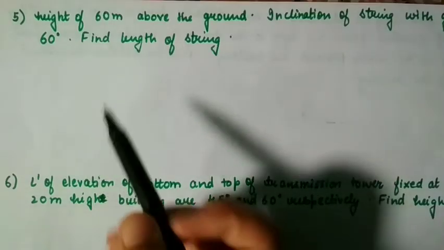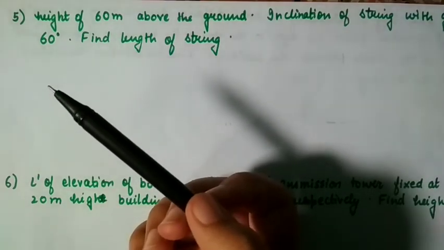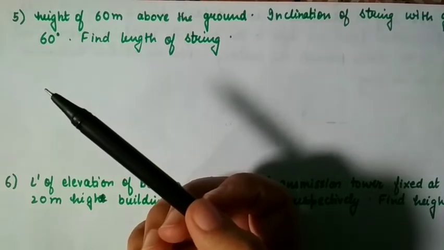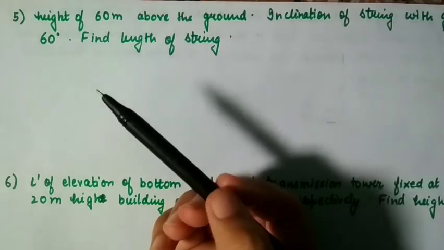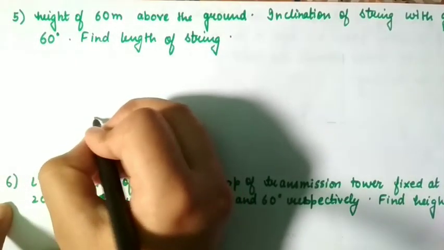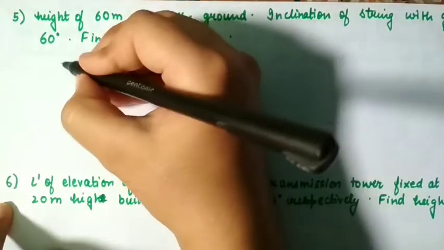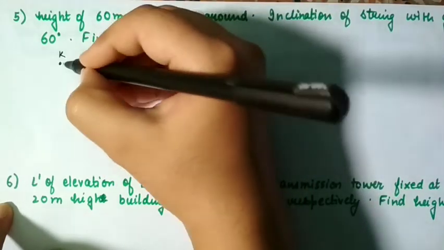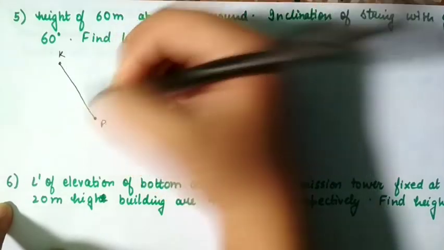Now see fifth question. In fifth question, it is given that a kite is flying at a height of 60 meters above the ground. The string attached to the kite is temporarily tied to a point on the ground. The inclination of the string with the ground is 60 degree. It means if this is a point P to which the kite is tied. So this is kite K. Okay, and this is the string that is tied to a point.